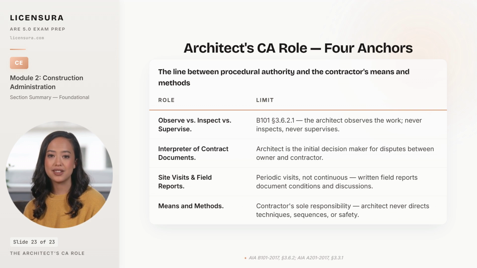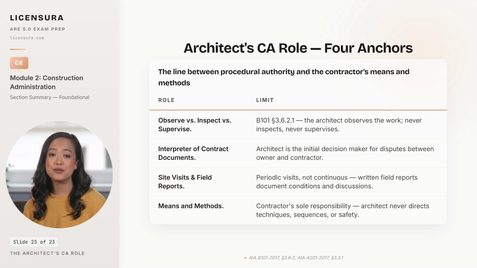The field reports document conditions observed and discussions held, and the field report itself becomes the evidence trail if the work later goes wrong. Means and methods sit entirely with the contractor. Construction techniques, sequences, safety, scheduling of trades, and the architect who reaches into that lane has just assumed liability the contract was carefully drafted to keep on the other side.